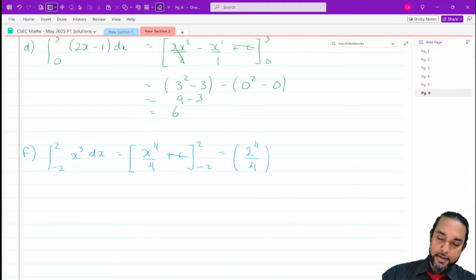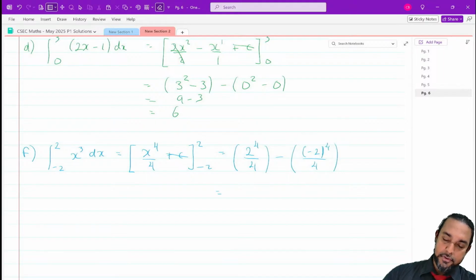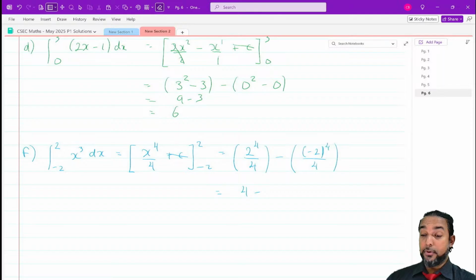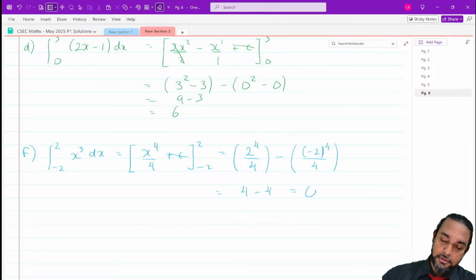And then minus 2 to the power 4 over 4. This is going to cancel to 0. Because 2 to the power 4 is 16, 16 over 4 is 4. Minus 2 to the power 4 is also 16, over 4 is 4. And 4 minus 4 is 0.